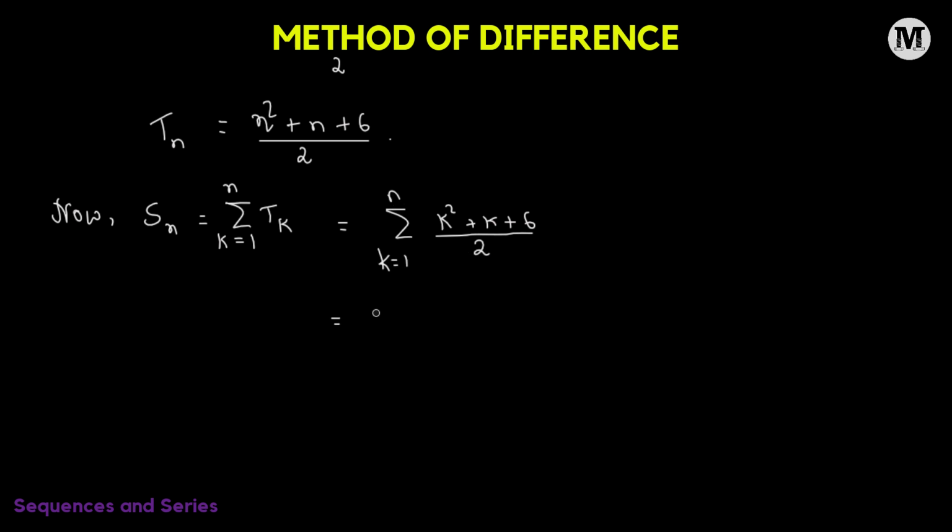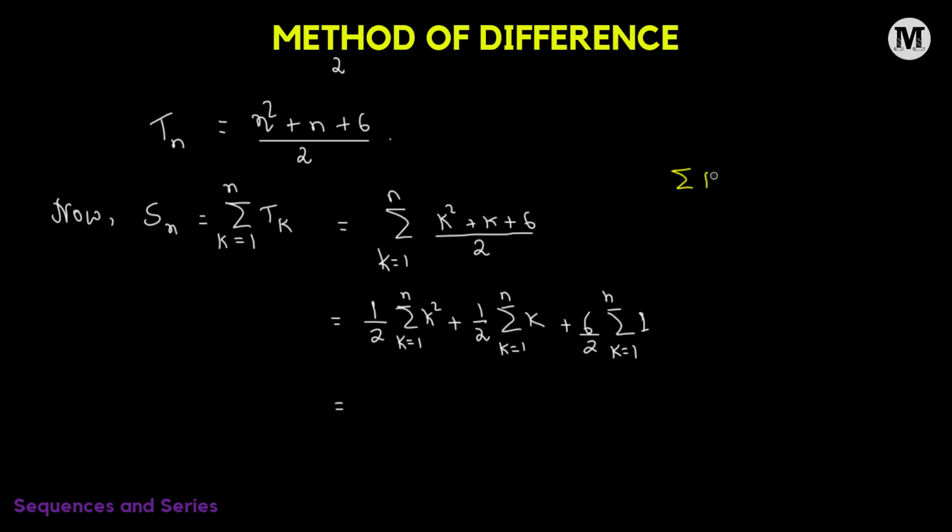We'll now try to find out the summation, but before that, let's simplify it. We get half multiplied to the summation of k squared, k runs from 1 to n, added to 1/2 times the summation of k, where k goes from 1 to n. And then added to it will be 6 over 2 multiplied to the summation of 1 with k running from, again, 1 to n. Okay, now what is the summation of k squared?